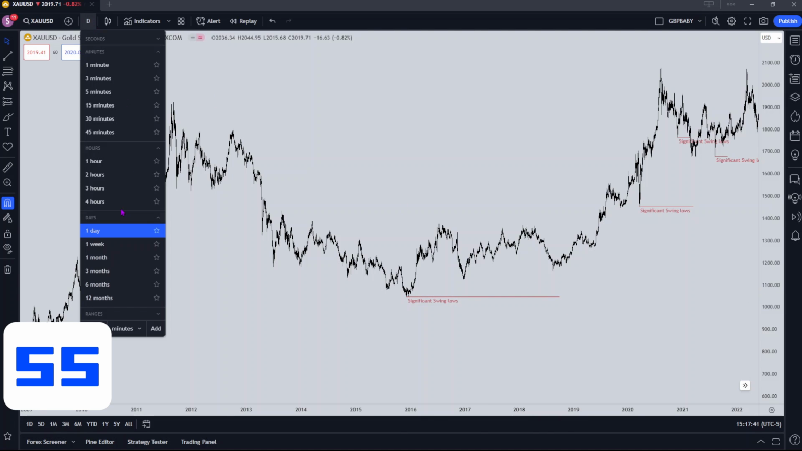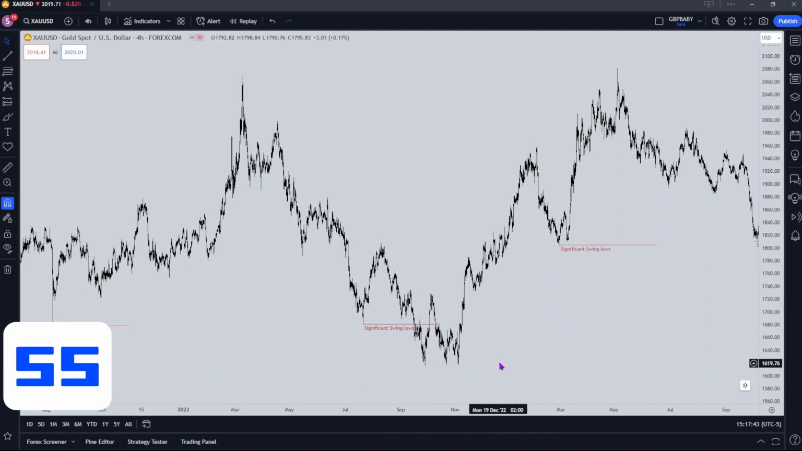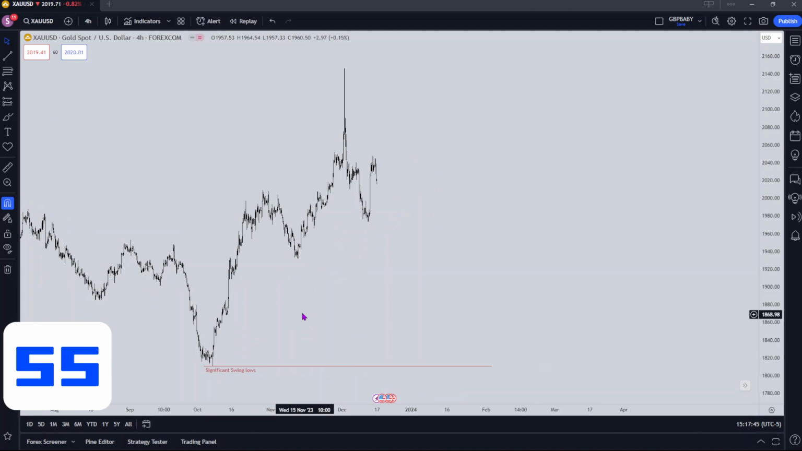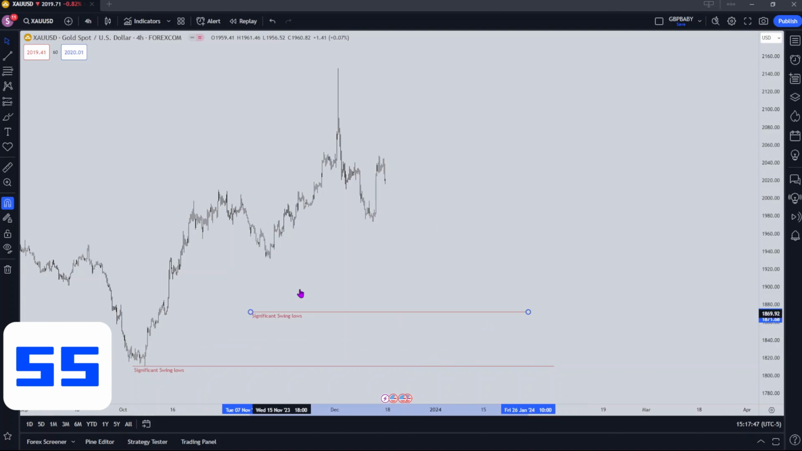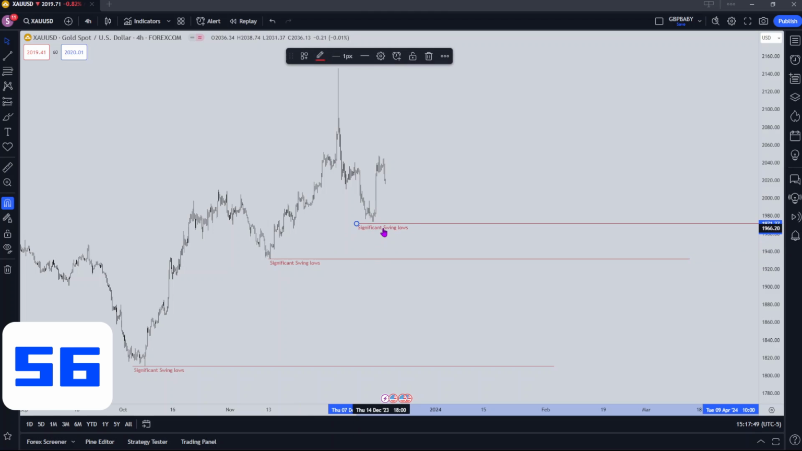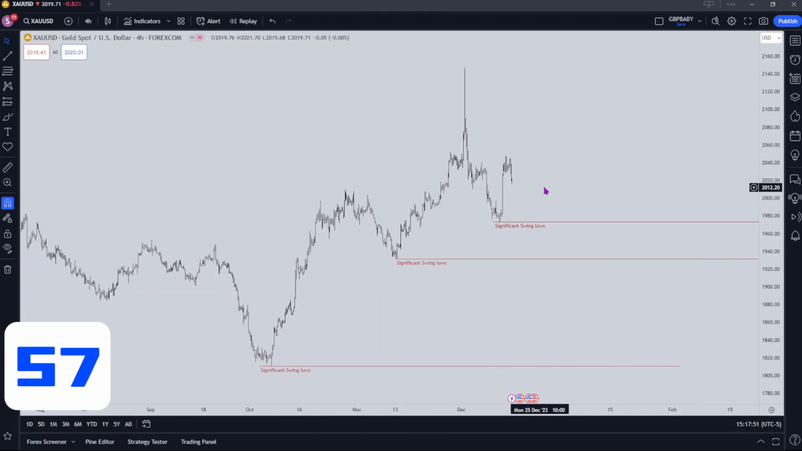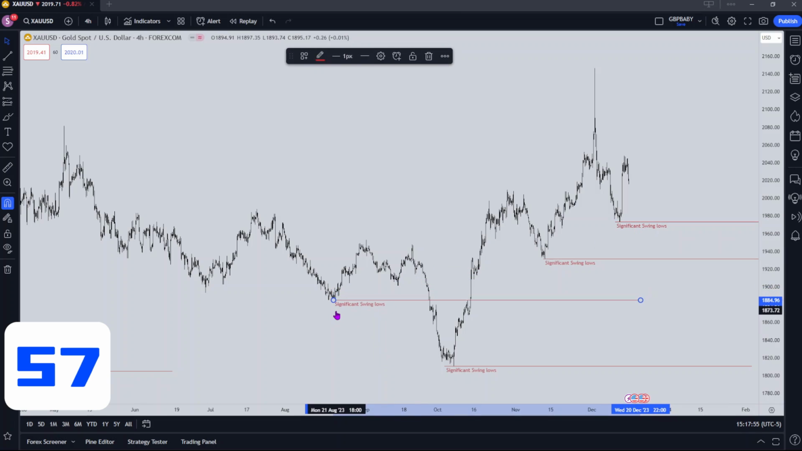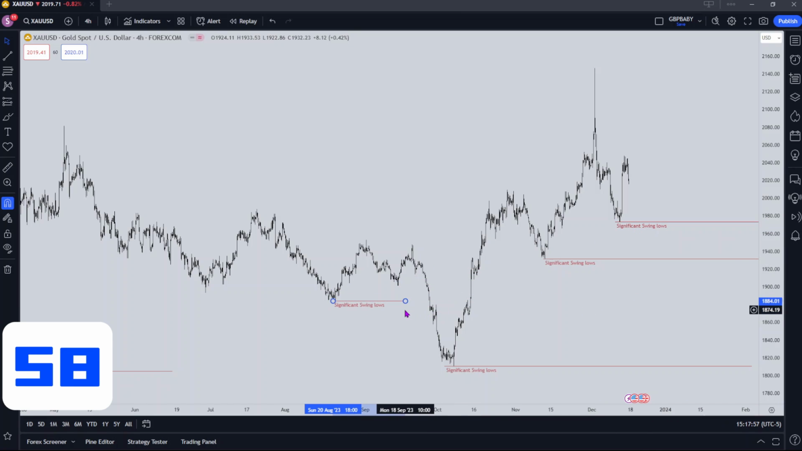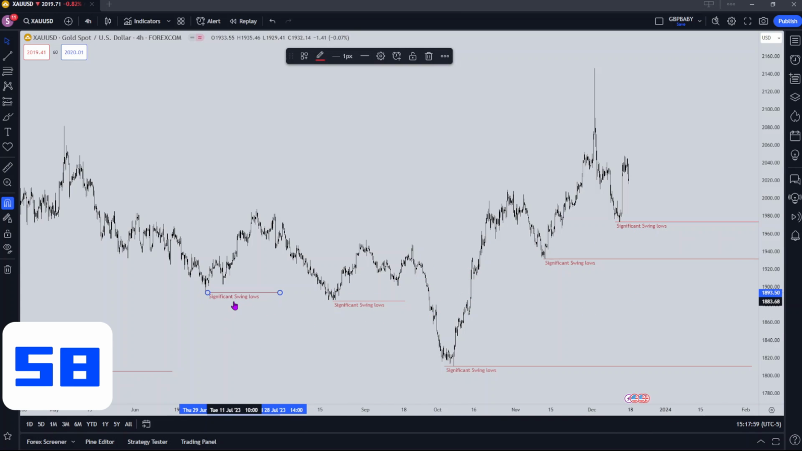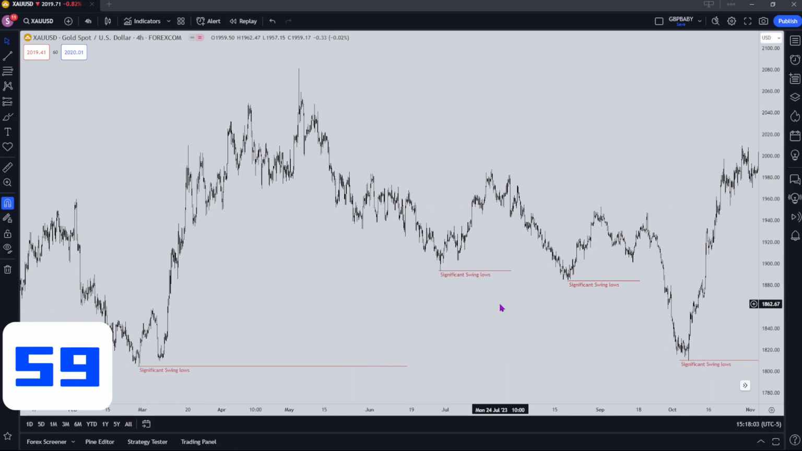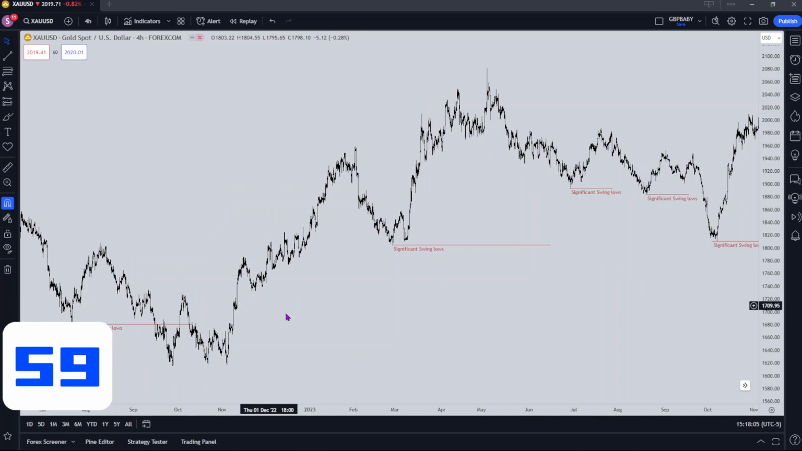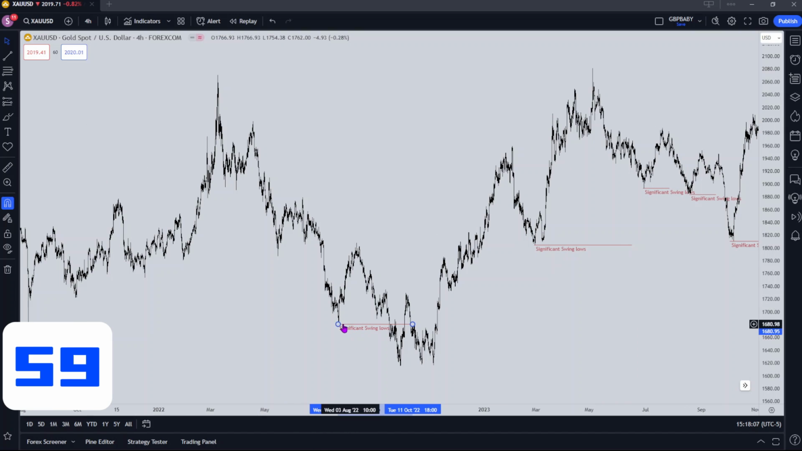Let's drop down to the 4 hour and have a look. So here, significant swing low. Here, significant swing low. When there's visible lows, here, significant swing low. Visible lows. All we're looking for is visible lows. Where is there clearly a low? Here, here, here, here. Here.